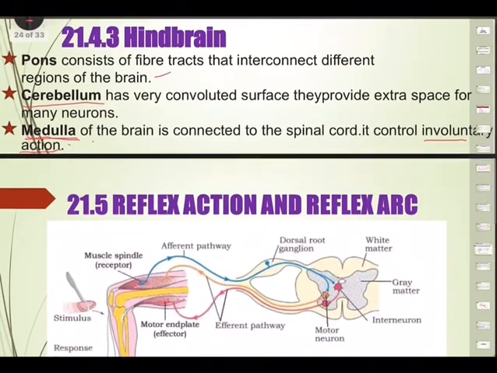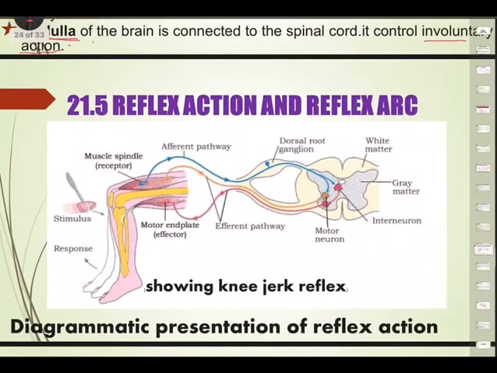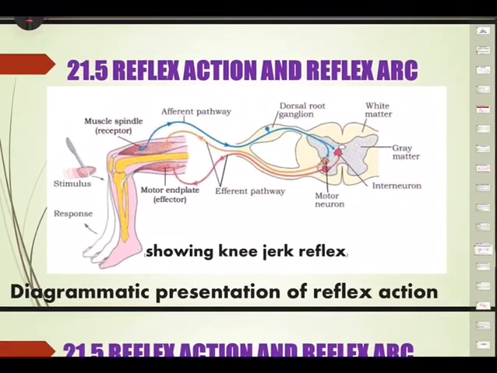Secretions of hormones by our glands are also involuntary. So anything that is involuntary, we call it a reflex action. And how do you define it? It's an immediate involuntary action. This is the thing. So reflex action is involuntary. This you must remember.